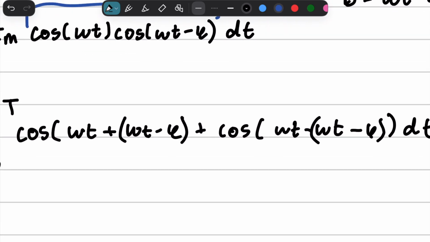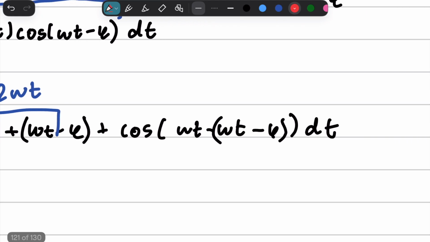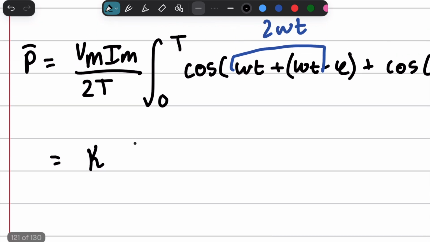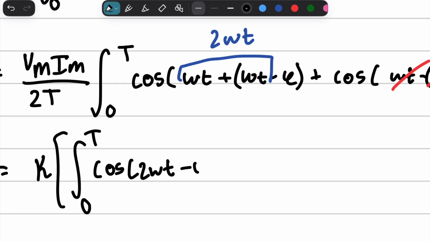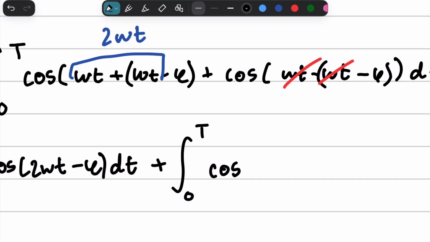Now, the good thing about this is we can simplify this further. This is going to be 2 omega t, and these guys are just going to cancel. So we're going to go ahead and split up the integral. I'm going to call this k so I don't have to keep writing it every single time. This is going to be 0 to T, bracket, cosine of 2 omega t minus phi dt, plus the integral from 0 to T of cosine of negative phi.